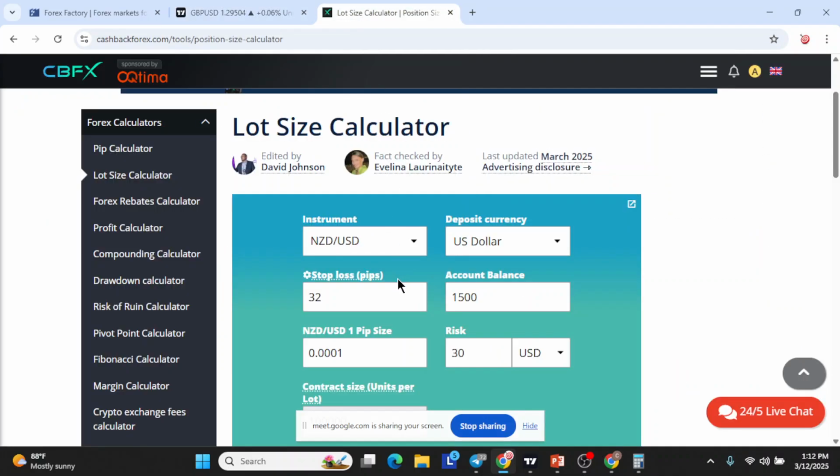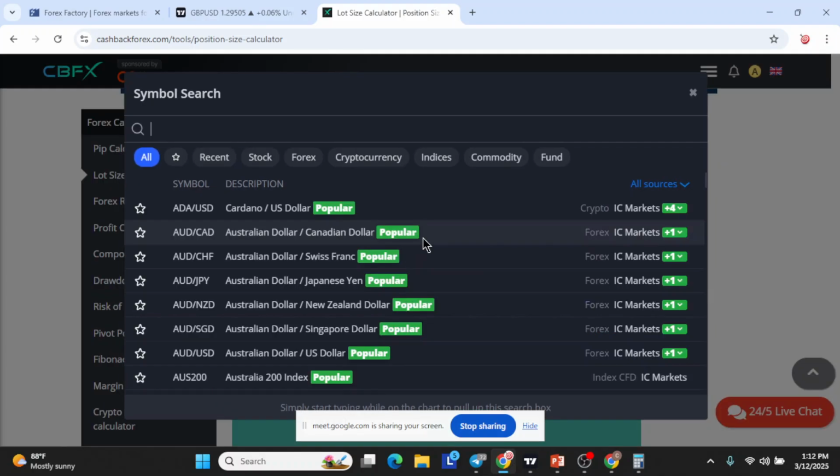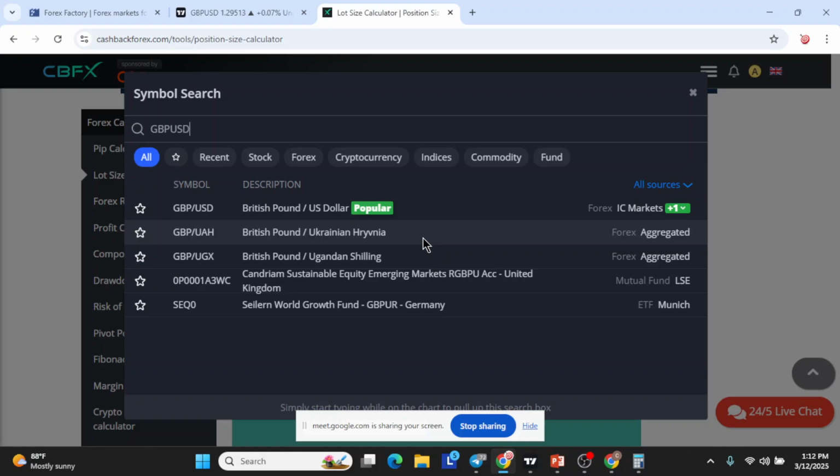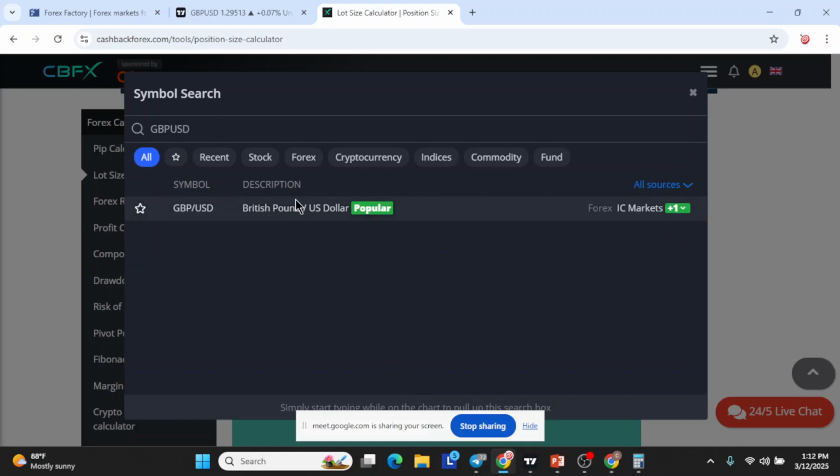So let's come back here. The instrument we want to trade is GBP USD. So you click on this arrow and you search GBP USD. You type GBP USD. So this is GBP USD.